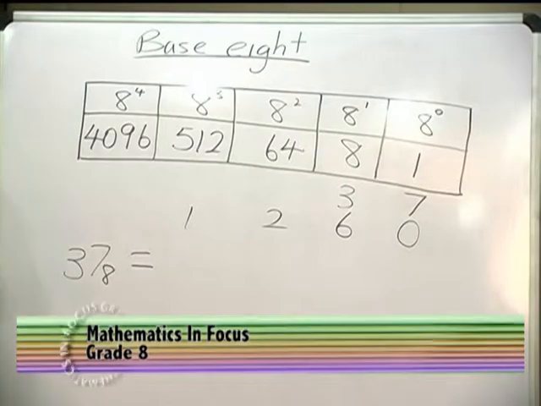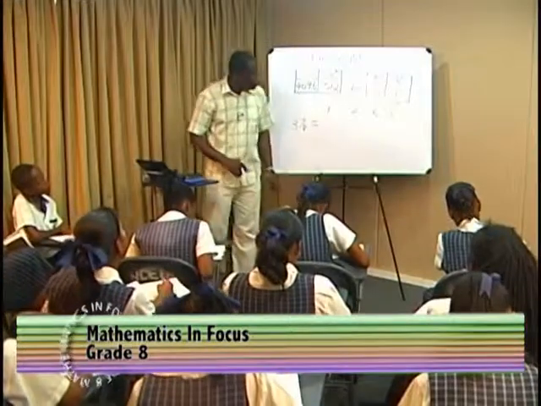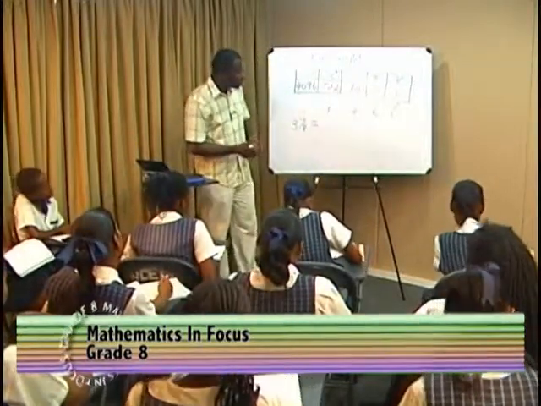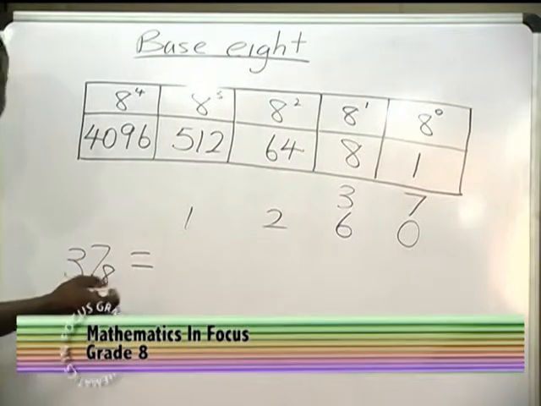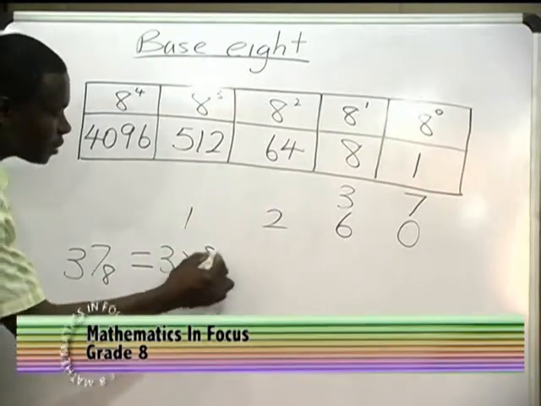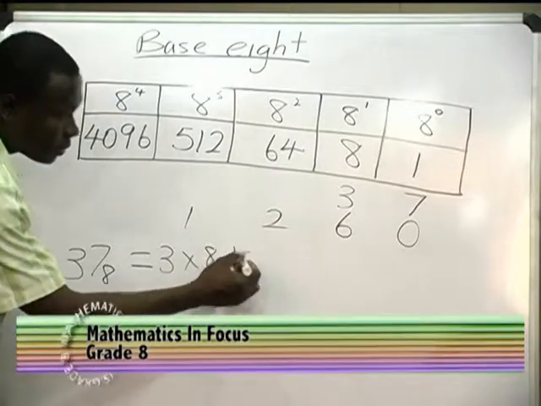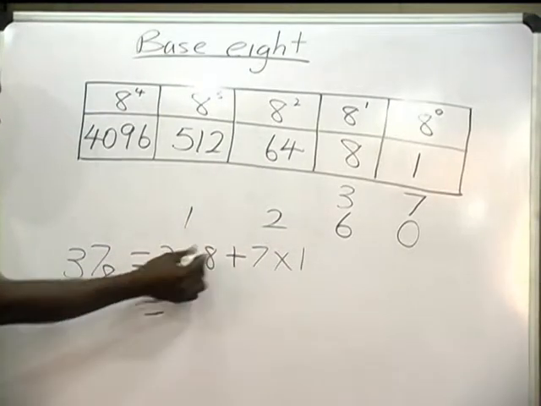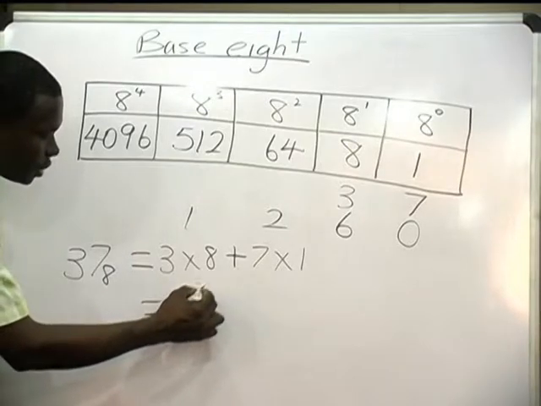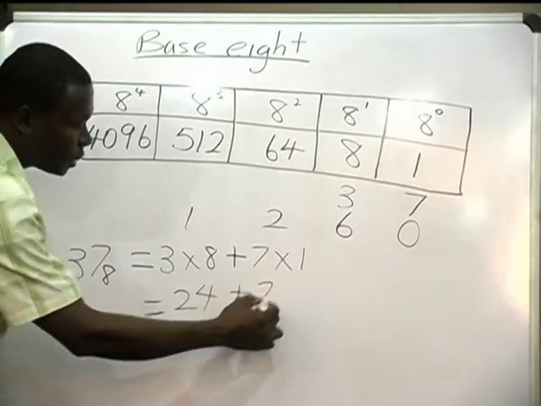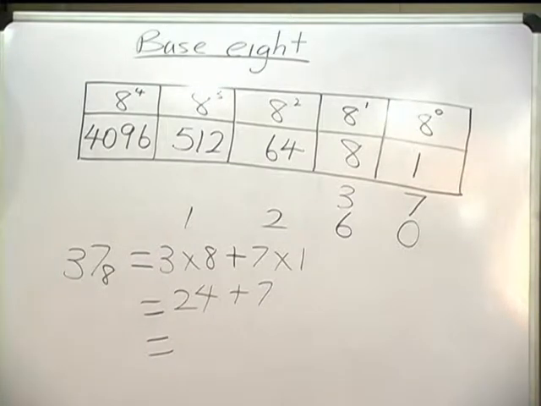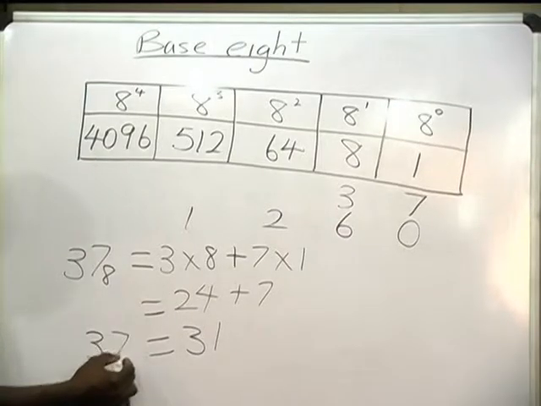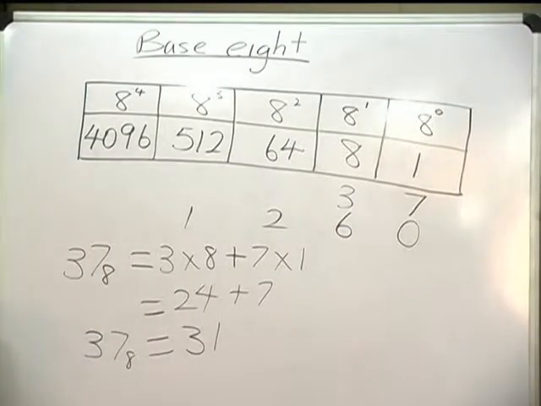What is 37 base 8 equal to? We have 3. 3 is in which place value? 8. So it is saying how many 8s we have? 3. So it is 3 times 8. Then what do we do? Plus 7 times 1. 3 times 8 gives us 3 8s, 24, plus 7 1s, 7. And 24 and 7 is going to give us 31. So we say 37 base 8 is equal to 31 base 10.